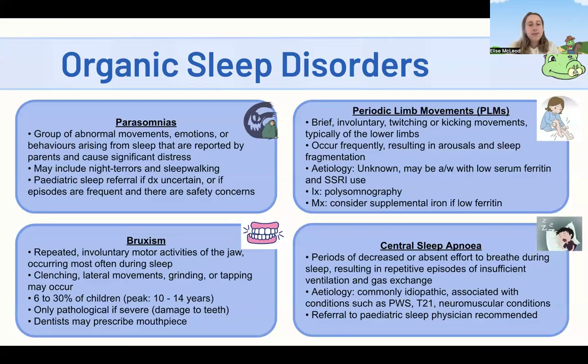Bruxism is involuntary motor activity of the jaw during sleep, which is quite common, and only pathological if it's causing damage to the teeth. So dentists might prescribe a mouthpiece.